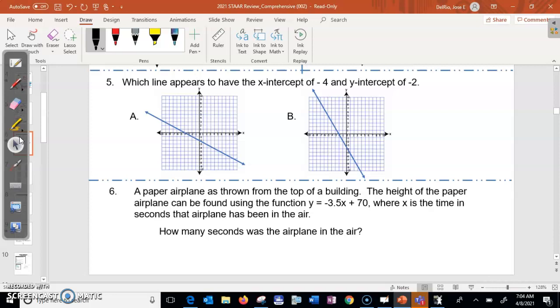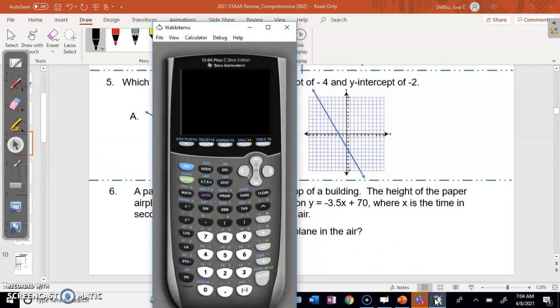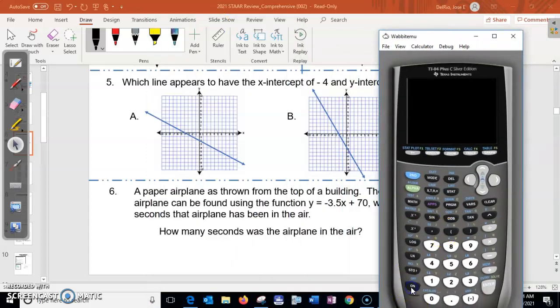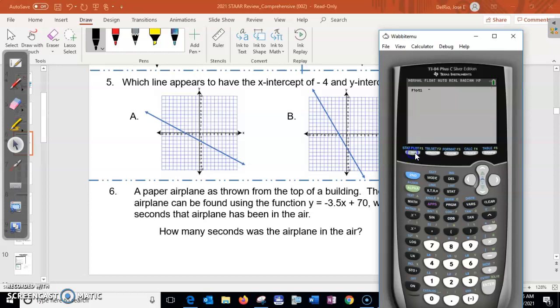Whenever you hear complete stop, the number that should be popping into your head is 0. So when did the paper airplane hit the ground? How long was it in the air? Whenever you get that type of question, calculator, that's your best friend. What I want you guys to do is turn it on, go to y equals. Here, you're going to go ahead and plug in the function -3.5x plus 70. Once you do that, hit second graph.